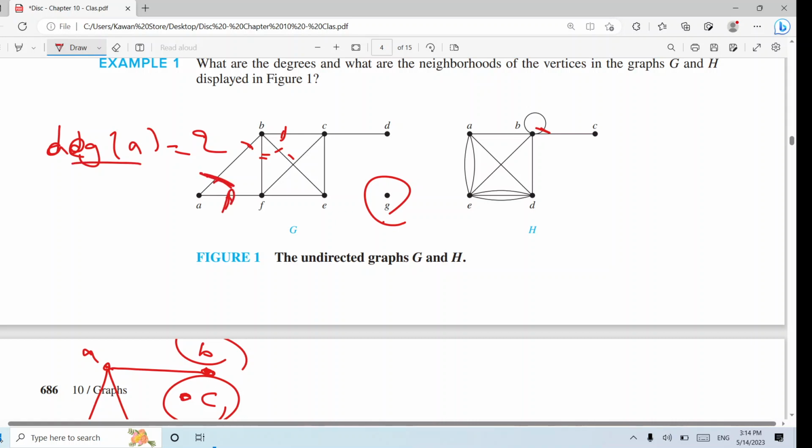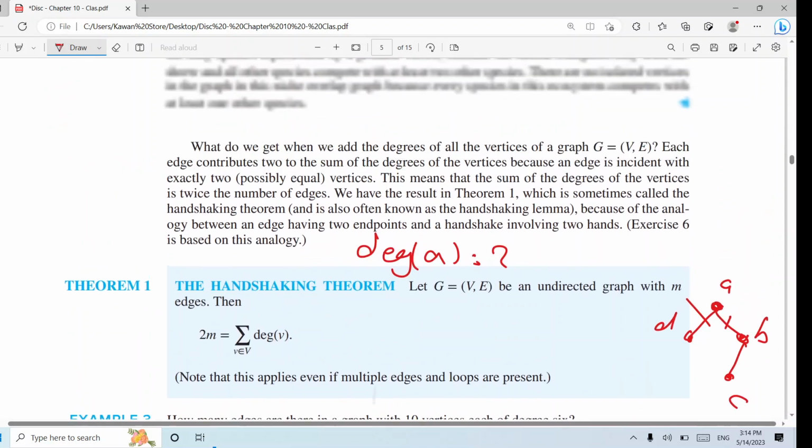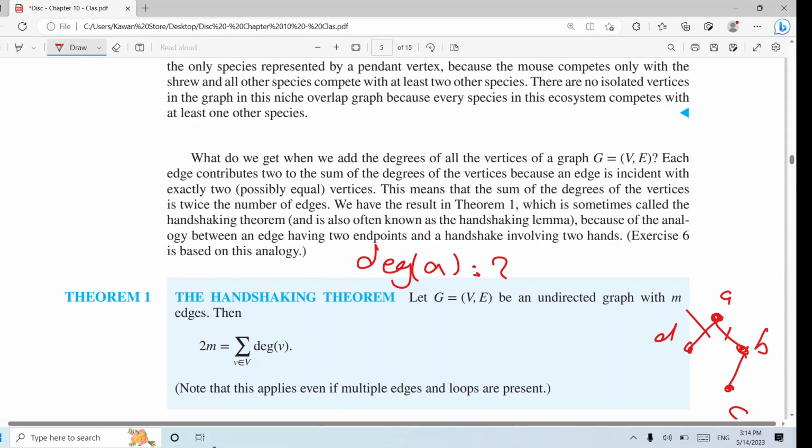So tell me about the degree of, for example, A. Now I say 1, 2, 3, 4. You got it. And the handshake theorem says what? It says that if you add all the degrees, so how do we add all degrees? The degree of C is 1, the degree of B is 2, the degree of A is 2, the degree of D is 1. We got 6. The sum of degrees is 6. It says M, the number of edges, times 2 equals the summation of degrees. So I say 2M equals 6. So M equals 3.